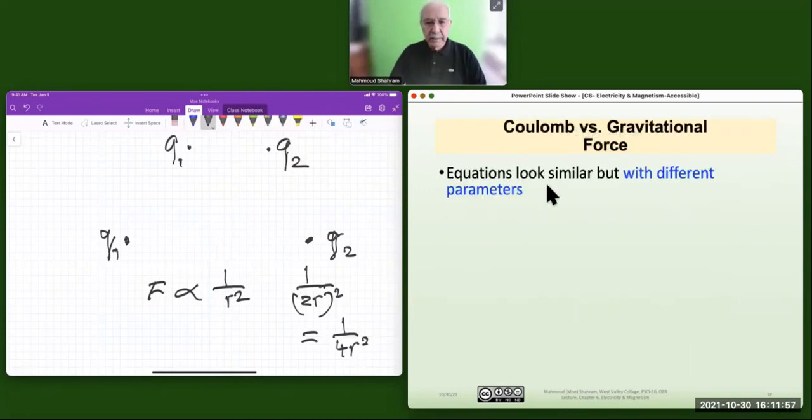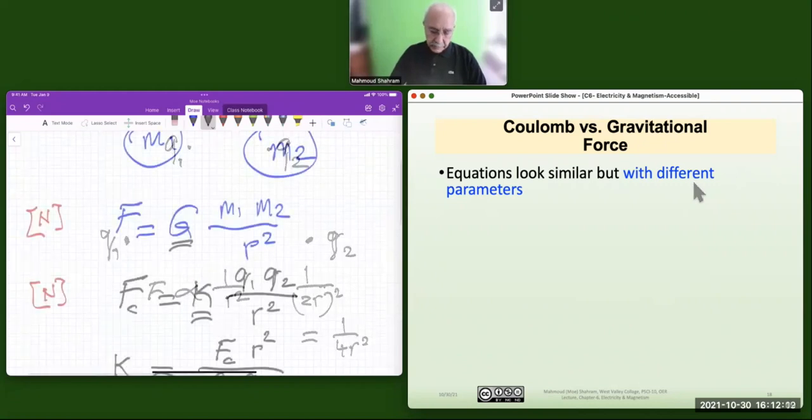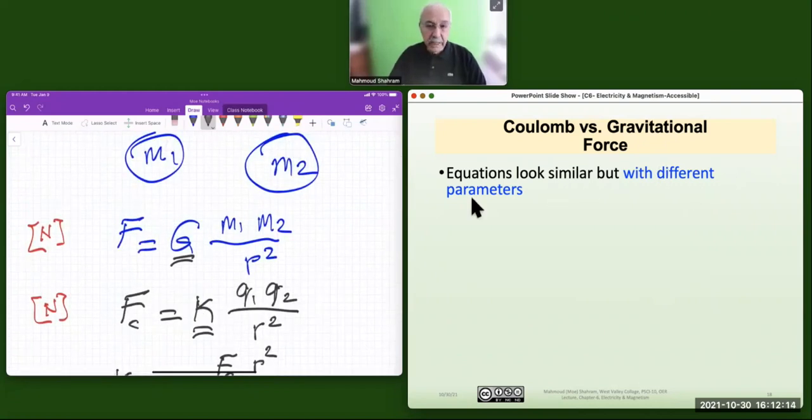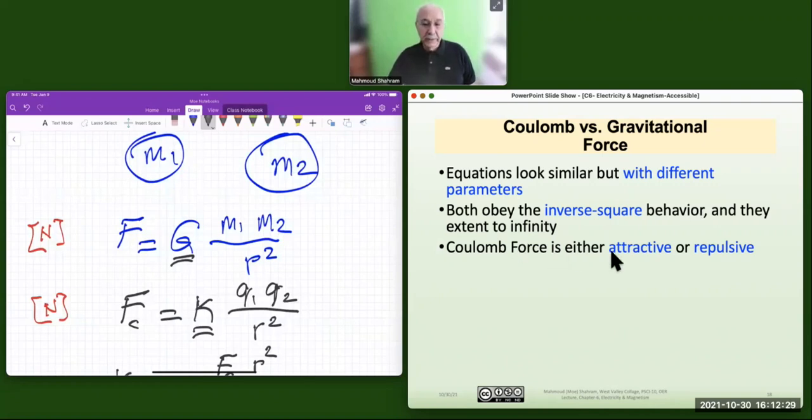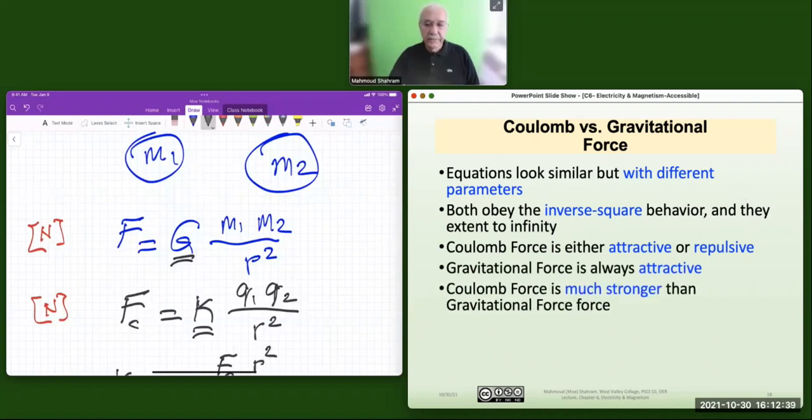So here is a recap of electrostatic force versus the gravitational force. Obviously the equations look similar, but they have different parameters. They both have the inverse square behavior. The Coulomb force can be both attractive or repulsive, and the gravitational force is always attractive. In terms of strength, Coulomb force is much stronger than gravitational force.